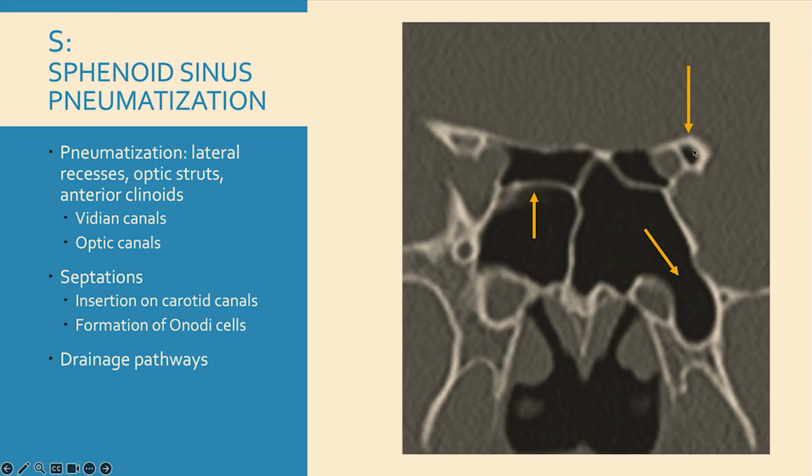Sometimes you can get pneumatization of the anterior clinoid, and look where that puts the optic nerve. It's a dehiscent optic nerve. So they want all these anatomic variants dictated.